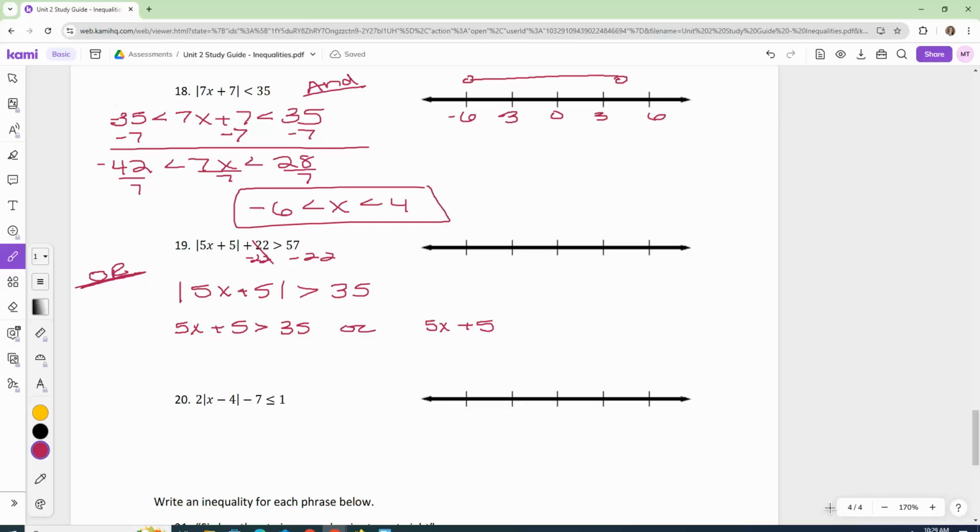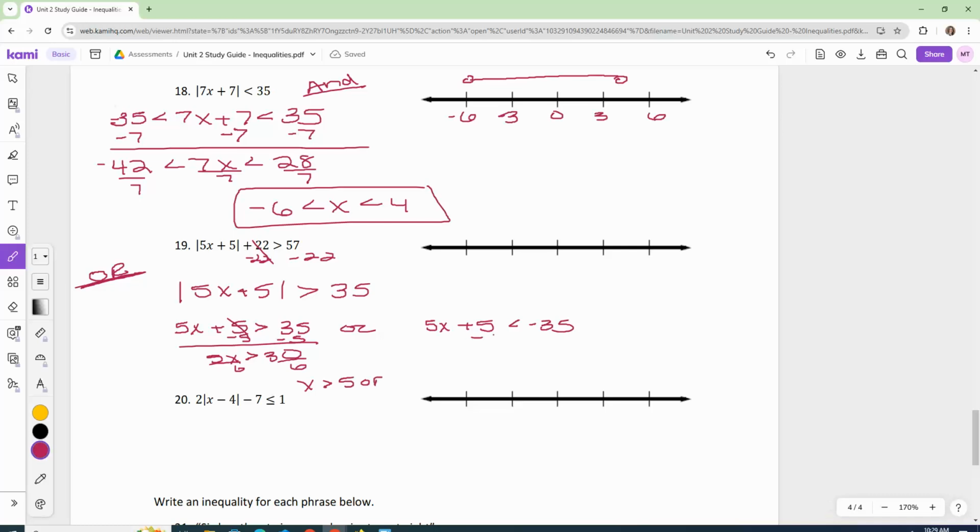Oh, wait, we're gonna flip it and turn it into a negative. So now we solve each of these. So we subtract our 5. 5x is greater than 30. Divide by 5, so x is greater than 5.